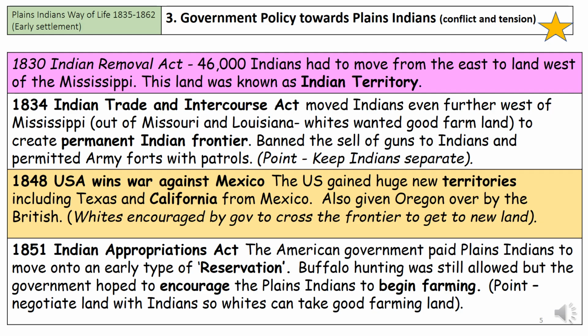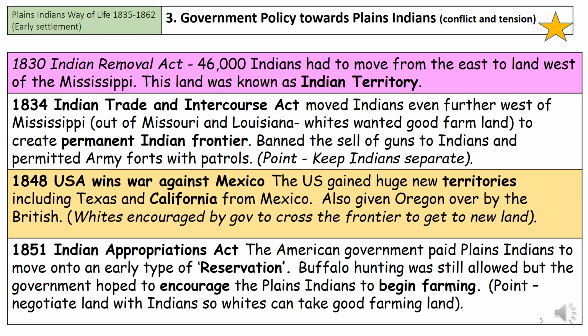And this now creates what they coin the permanent Indian frontier. So this is what they now call this Indian land, the Indian frontier. A frontier is like a boundary. So it's like an imaginary drawn line here that means that whites will not cross this frontier. And meanwhile, it also bans the sale of guns to Indians, and it allows army forts to start to be built along this frontier so that the two do not cross.